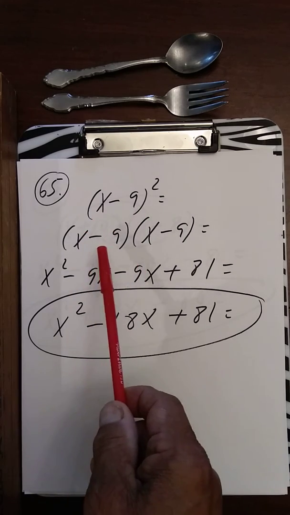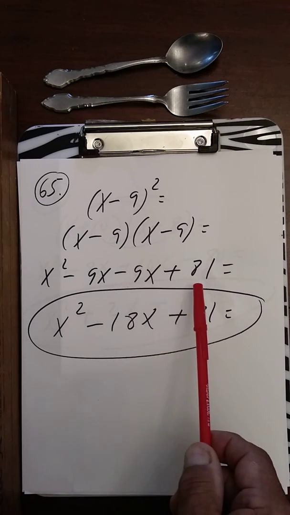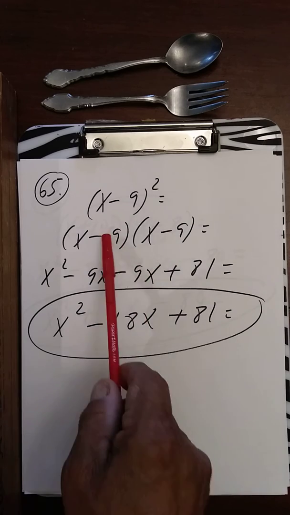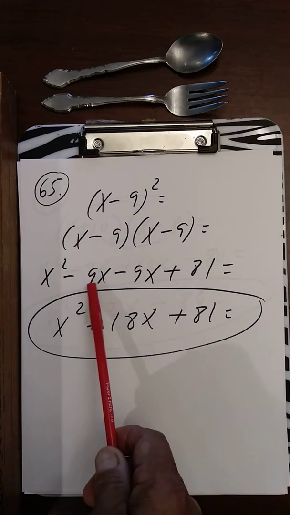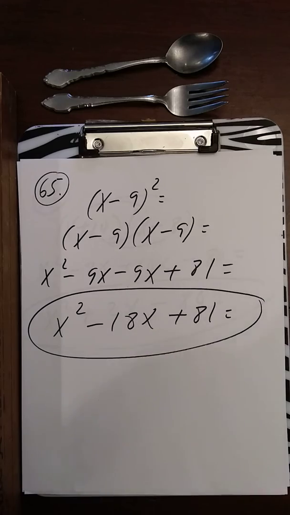X minus 9. X minus 9. X minus 9 is x squared minus 9x minus 9x plus 81. That one, 9 times 9, 81. It's negative and a negative, put them together still could be negative 18x. X squared minus 18x plus 81.